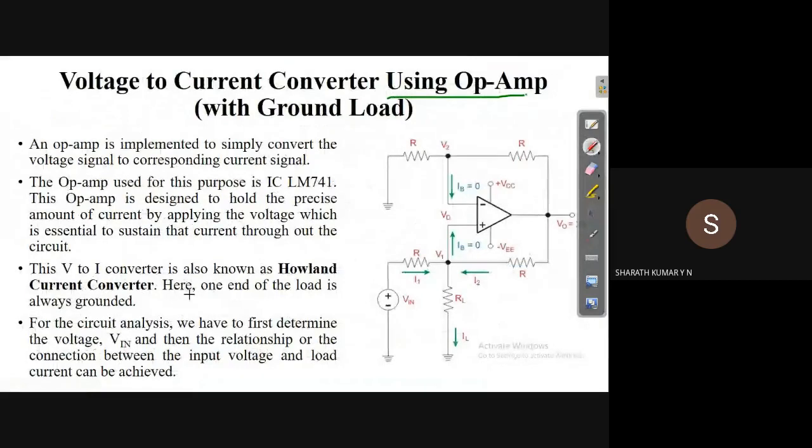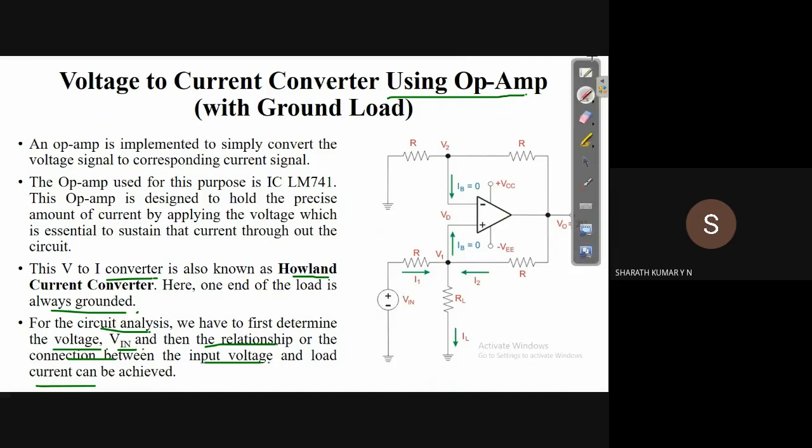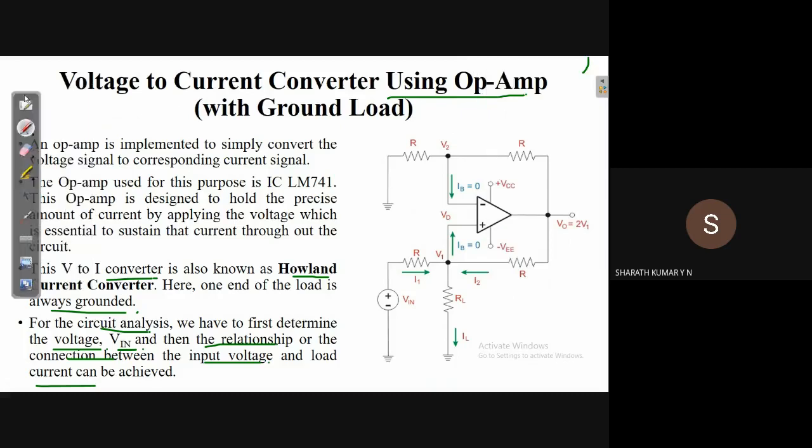So in this type of converter, there is a grounded-load current converter. One end of the load is grounded, and the other end is connected to the output of the op amp. For the circuit analysis, we first have to determine the voltage Vin, and then the relationship between the input voltage and the load current that can be achieved.